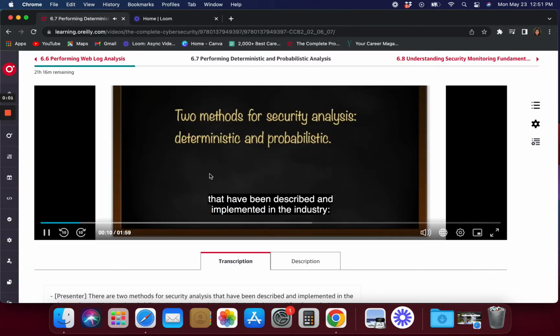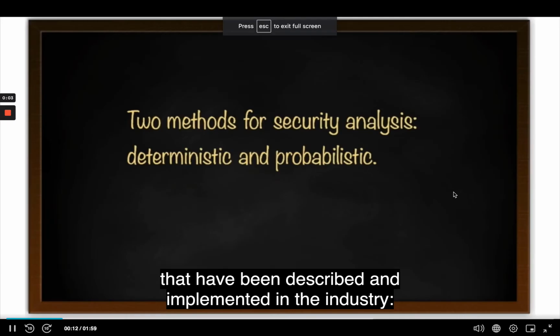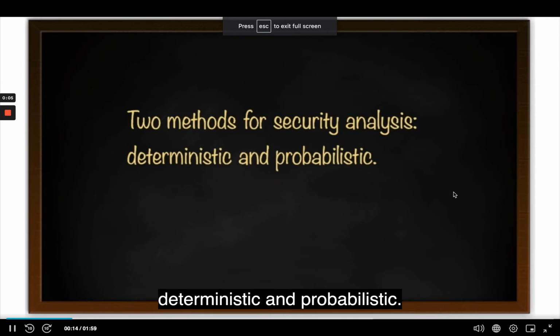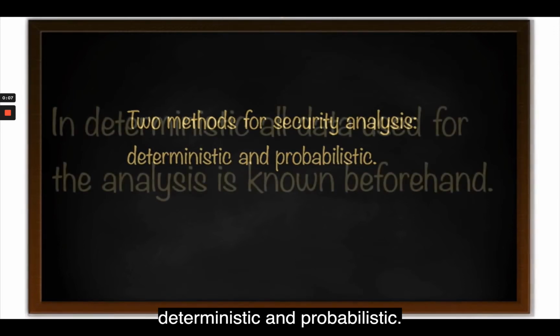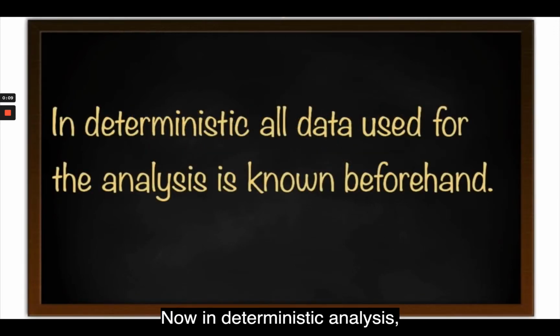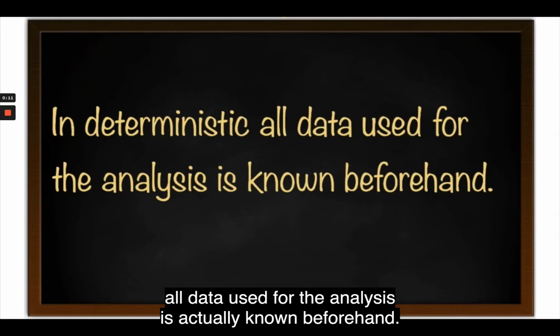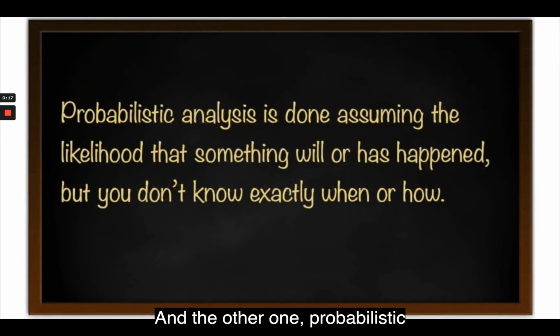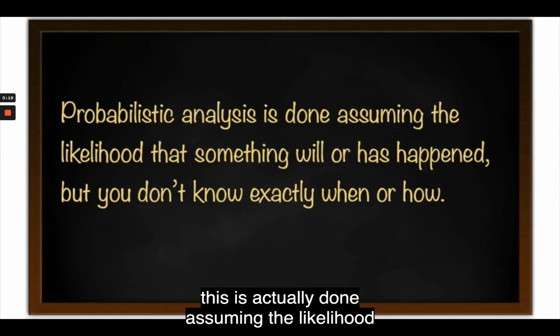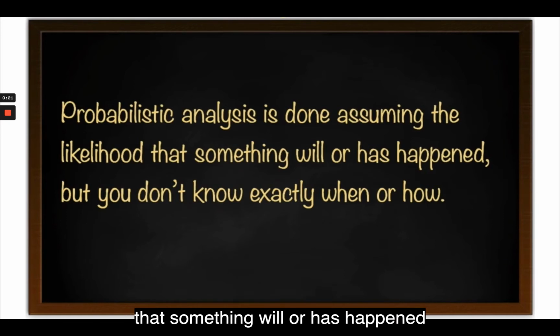that have been described and implemented in the industry: deterministic and probabilistic. Now, in deterministic analysis, all data used for the analysis is actually known beforehand. And the other one, probabilistic, this is actually done assuming the likelihood that something will or has happened, but you actually don't know exactly when or how it actually happened.